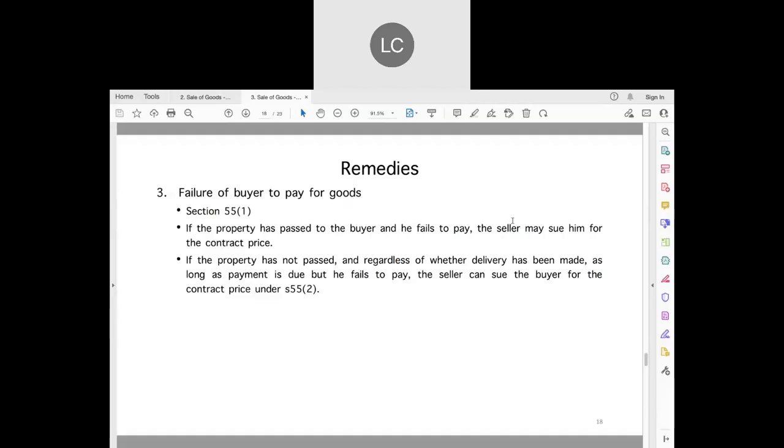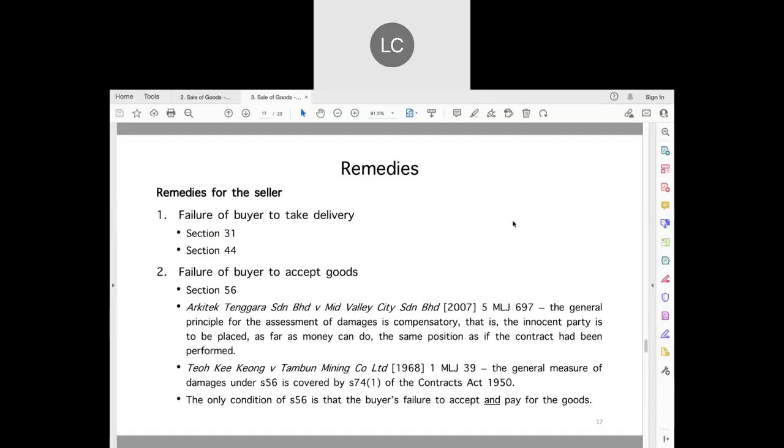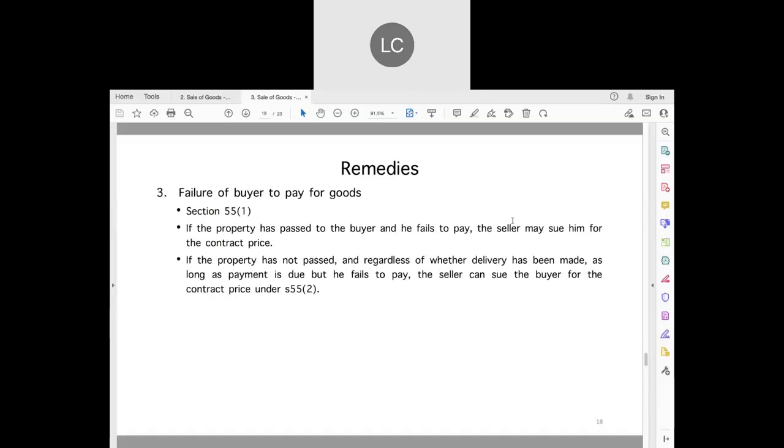And when the buyer refuses to accept and pay for the goods, then the seller can ask for compensation. So the wording of section 56 is wide enough to cover both the situation where property has passed or property has not passed. So the seller in effect has an option to sue either for the price under 55(1) or for damages under 56. So 56 is for compensation or for damages, but 55(1) is for the contract price.